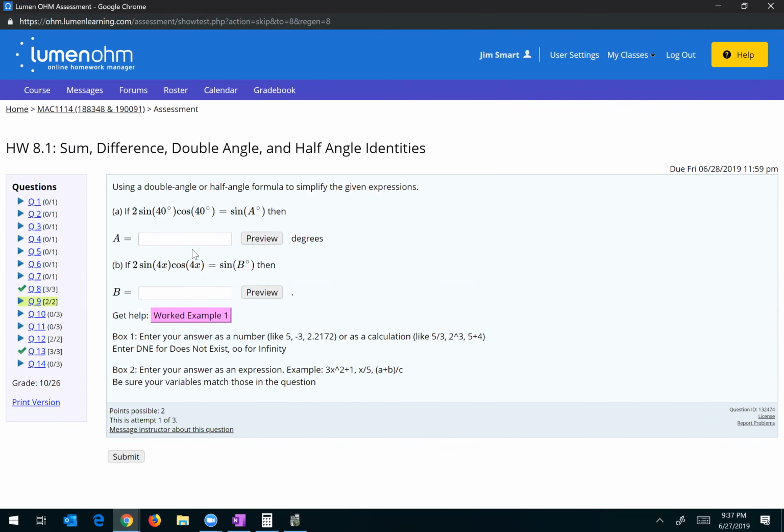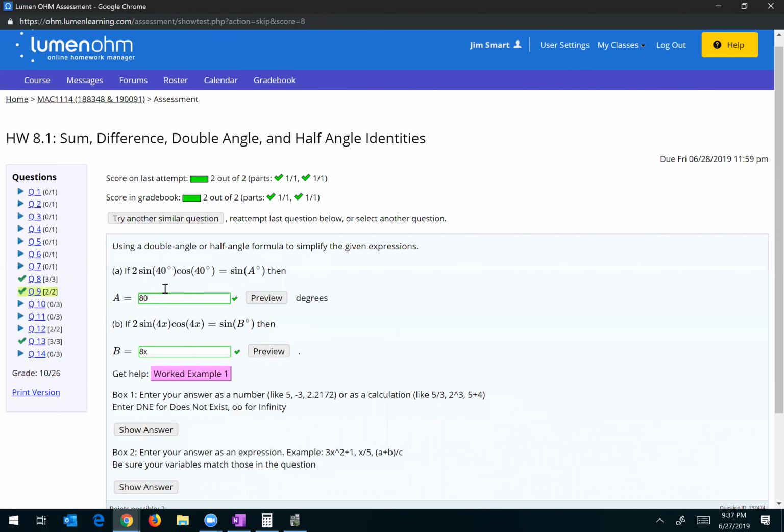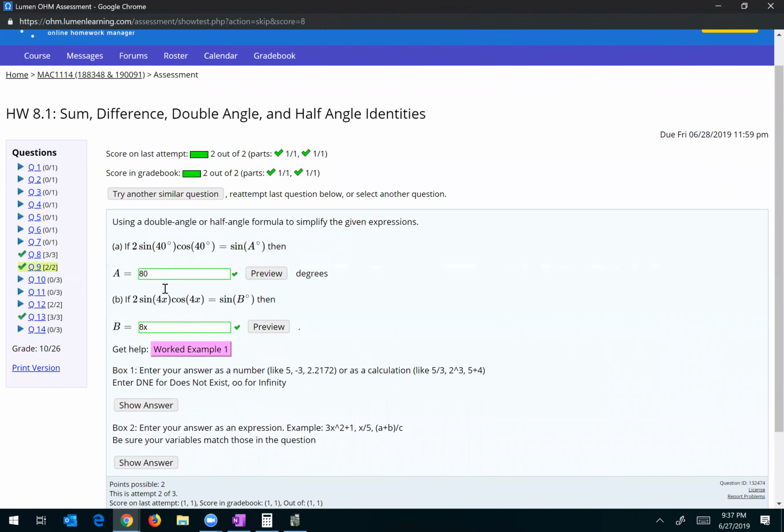So 2 sine cosine is the double angle formula for sine. So sine A must be sine of 80. Sine of 2 times 40 is 2 times sine of 40 cosine of 40. And with 2 sine 4x cosine 4x, that would be sine of 8x, double angle formula. So yes, if you redo it, you might get a double angle formula for sine. All right. Okay, that was it for me.